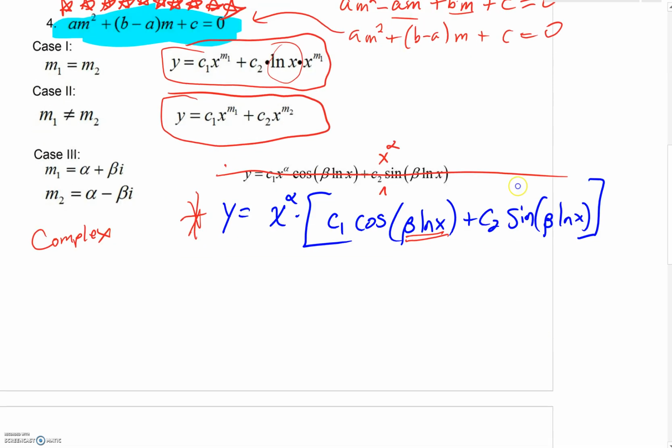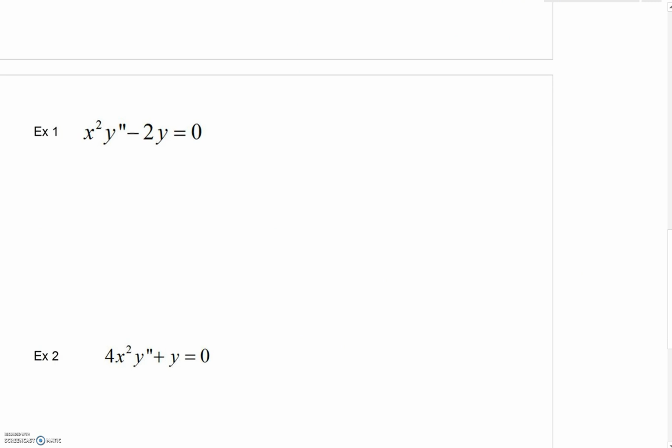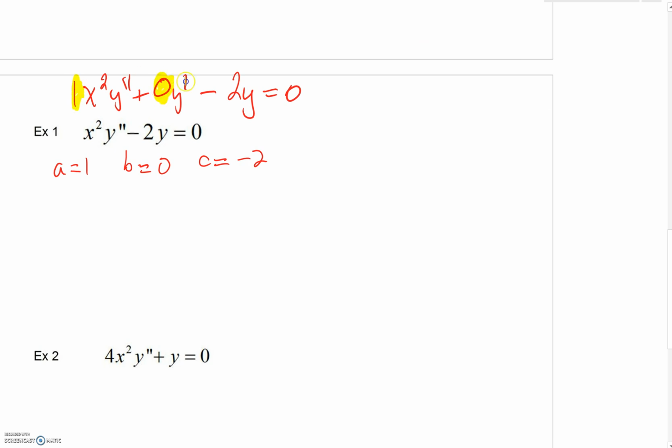So with no further ado, let's jump in and see what these Cauchy-Euler problems are going to look like. Obviously, this is like x squared y double prime plus 0 y prime minus 2y equals 0. And what does that really mean? Well, we've got a 1 out in front, so a equals 1, b equals 0, and c equals -2. This is going to help us as we go about solving that quadratic.